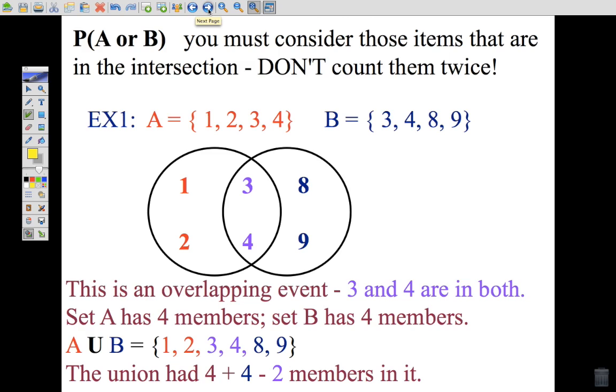So this first example shows you an overlapping event. 3 and 4 are in both sets. Put those in purple because when you mix red and blue, you get purple. The union of the two sets would only have 6 members in it. You'd take the 4 members in set A, the 4 members in set B, and you'd have to subtract out that there are 2 members that are in both sets.